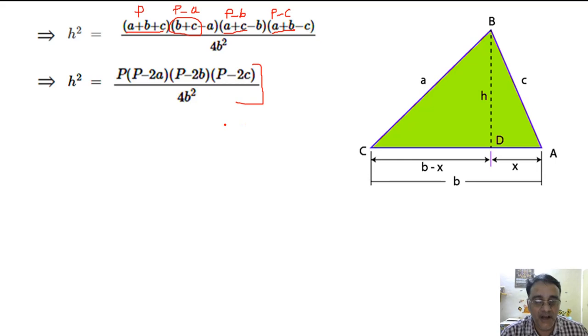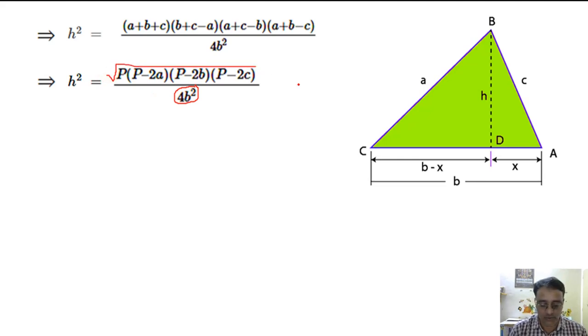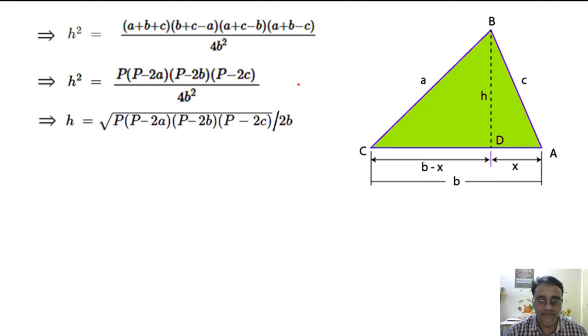Okay. Now I am going to take the square root, because here we have h square. If you take the square root, this is a perfect square, so you'll get 2b. But here this is not a perfect square, so we have to write the root. So the next step we will get is this, divided by 2b. This step is clear? Yes, sir.